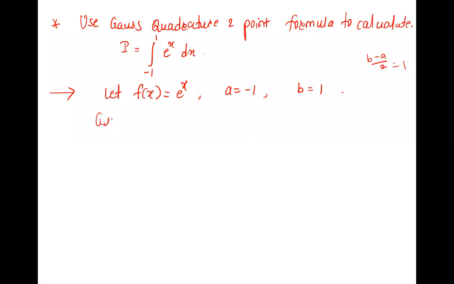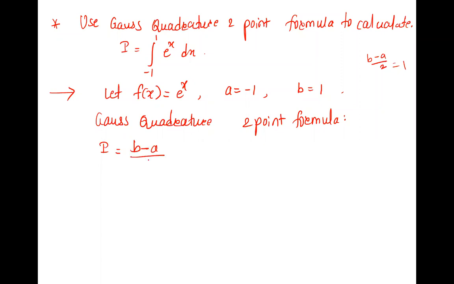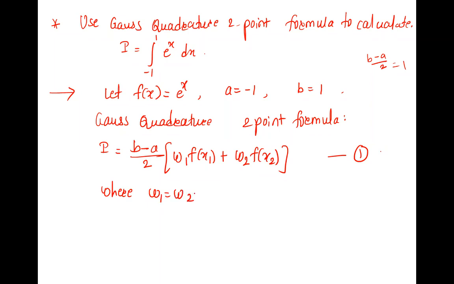So write the formula. Gauss quadrature 2-point formula. It is I is equal to, tell me the formula. General formula: b minus a upon 2 into w1 f of x1, plus w2 f of x2, and up to w2, because it is 2 point. So just write that. w1, w2 are 1, 1.